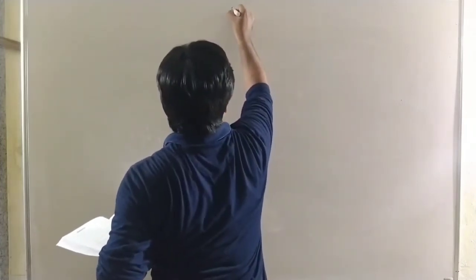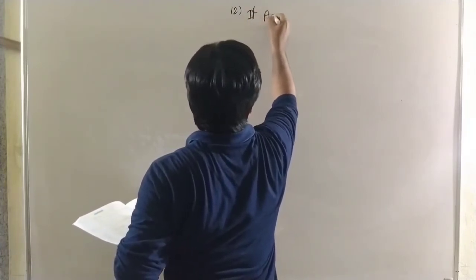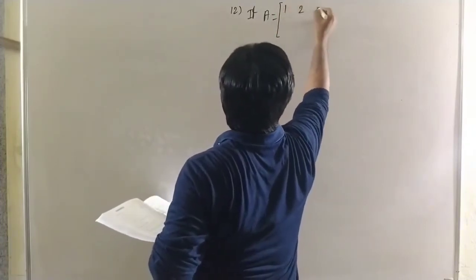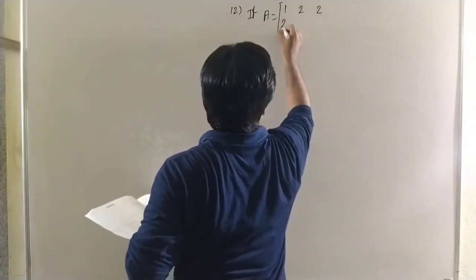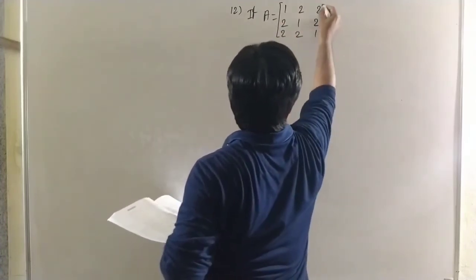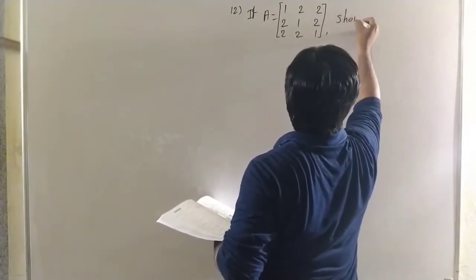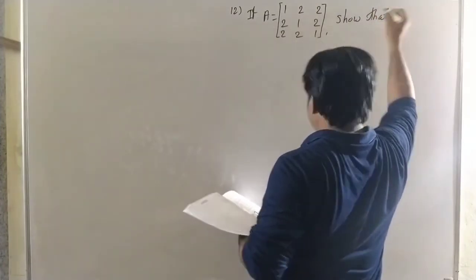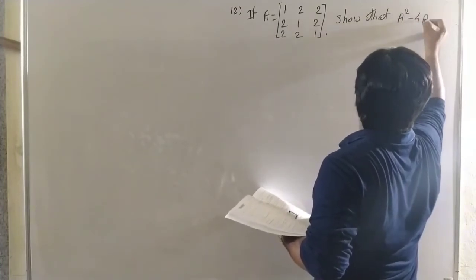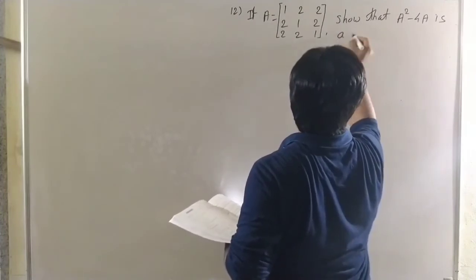Next, example number 12. If A is equal to the matrix 1 2 2, 2 1 2, 2 2 1, then show that A square minus 4A is a scalar matrix.